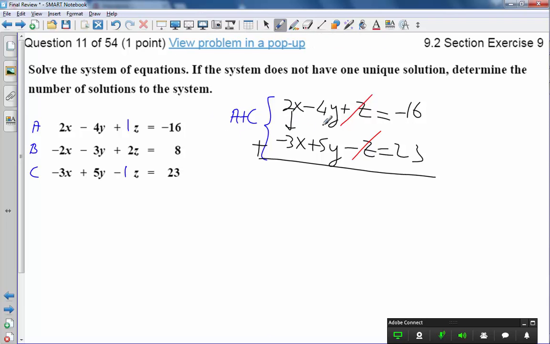These won't cancel, unfortunately. 2x minus 3x is minus x. 5 take away 4, 1y. 23 take away 16, only 7. Okay.